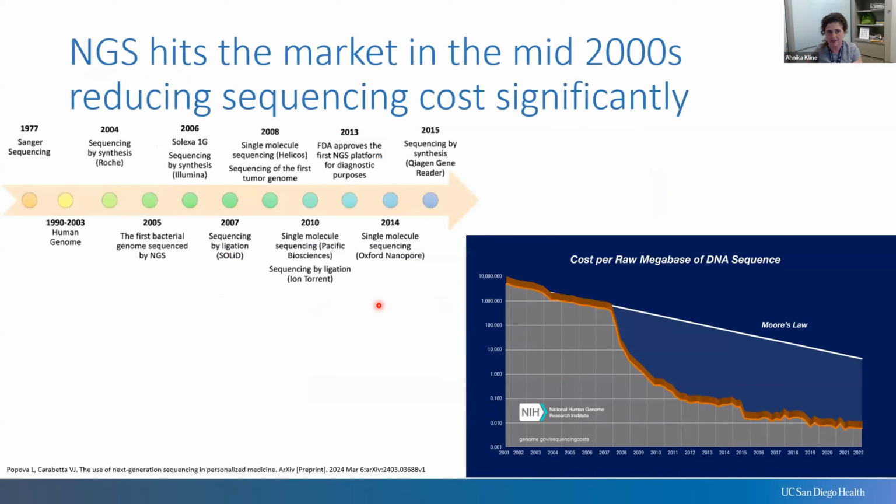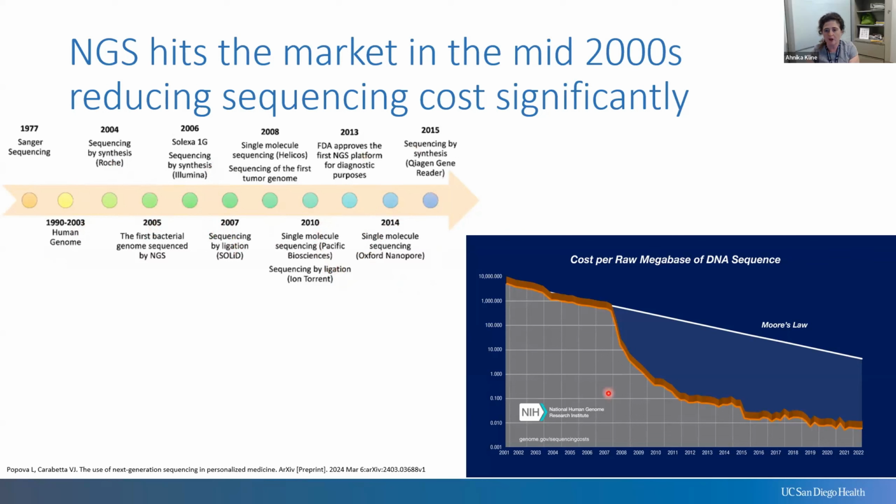Well, next generation sequencing. It hit the market in the mid-2000s and also resulted in reduced sequencing costs. Most people are aware of Sanger sequencing from the 1970s, and then the amount of money that it took to describe the whole human genome in 2003. Then synthesis-based sequencing occurred in the mid-2000s, Illumina sequencing, ligation, which was called SOLiD sequencing, eventually PacBio, and then Nanopore by the mid-2010s.